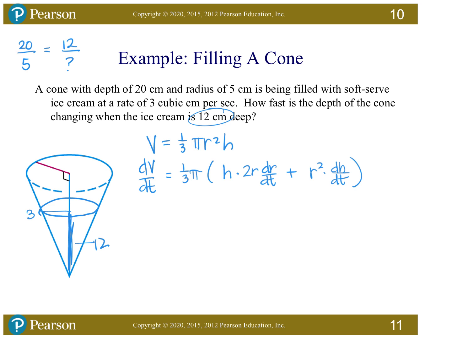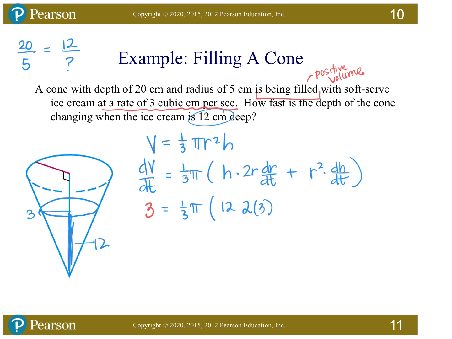Let's look at what other numbers we're going to be substituting. So we know that this is being filled, so that's going to be a positive value. It's positive volume when you're filling something. And the positive volume is a rate of 3 cubic centimeters per second. So we're going to have positive 3 to go in for our dV dt. Then equals 1/3 pi, our h. Okay, so remember our h is 12. And then 2r, and we determined that our r was 3.